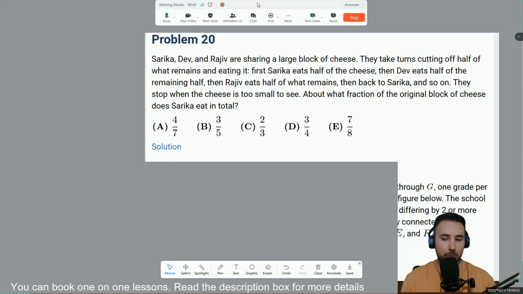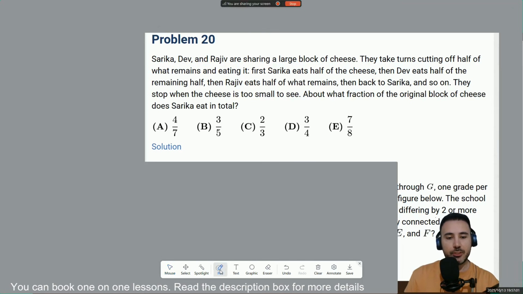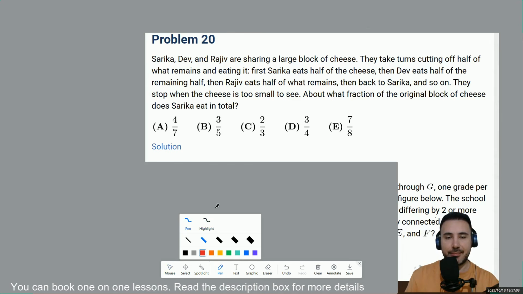Okay, let's do problem 20. Two different ways, and both of the ways will use middle school algebra. Nothing too difficult about this question. So S, Dev, and R are sharing a large block of cheese. They take turns cutting off half of what remains and eating it. First, S eats half of the cheese.